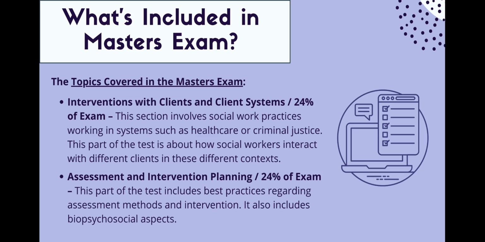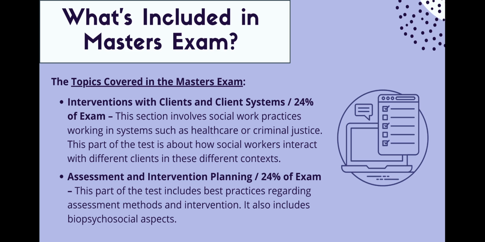2 more sections remaining on the master's exam. First, with 24% of the exam, interventions with clients and client systems. So that's 24%. So a little bit smaller than the other 2 we covered. And this section involves social work practices working within systems. So that can include systems like healthcare or criminal justice. It's really how social workers interact with those clients in different contexts. So understanding how context can impact the way that social workers work with clients. So very important, again, focusing on the interventions with clients and client systems as our third piece of the exam.